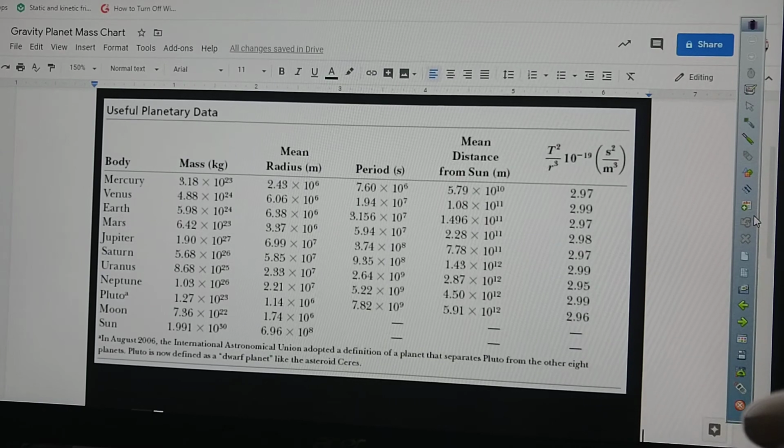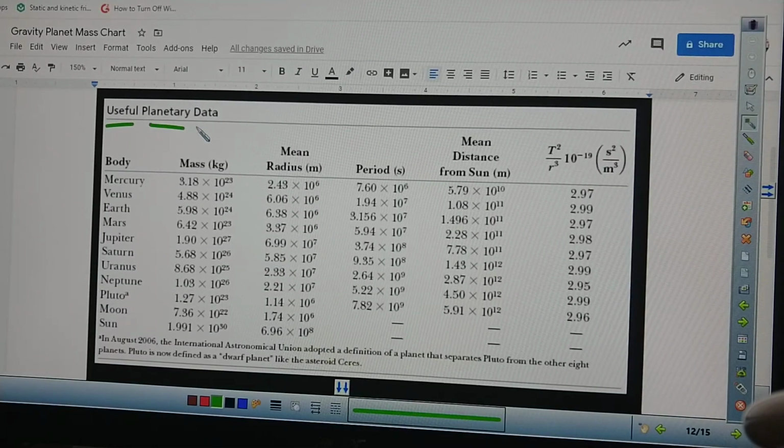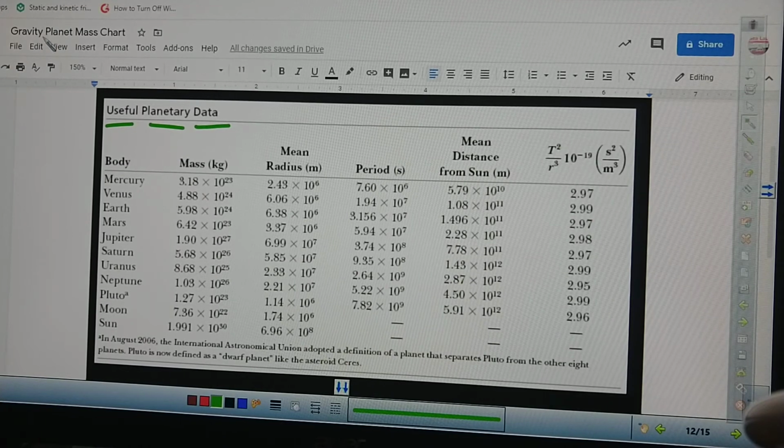The distance between these two can be found on our useful planetary data. I like that. I'm going to post this with the assignment under gravity planet mass chart, okay? All right. So the distance from the sun to the Earth, see, here's the Earth.